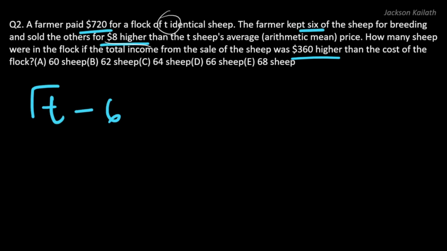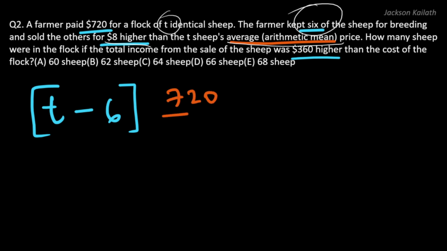So we have the initial cost to be $720, and there were T identical sheep, and he kept 6 sheep for breeding, right? So the remaining sheep are T minus 6, and the price at which he's selling these T minus 6 sheep is $8 higher than the average. So what's the average? The average is 720 divided by T, right? Because 720 is the cost over here, and initially we had T sheep. So the average is 720 divided by T, and $8 higher means 720 by T plus 8.